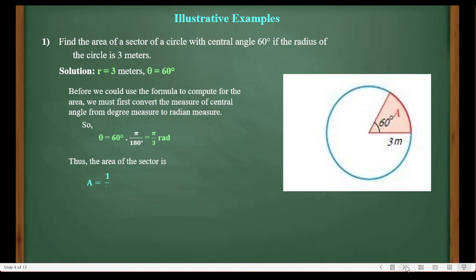Thus, the area of the sector, given by the formula A equals 1/2 r squared theta, substituting the values of r and theta, will give us 1/2 times 3 squared times theta, which is pi over 3. The common factor 3 is cancelled out, so that the simplest form of the answer would be 3 pi over 2 square meters, and this is the area of the sector. That is your answer.